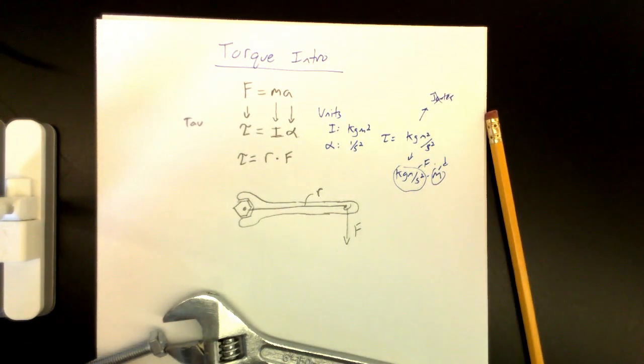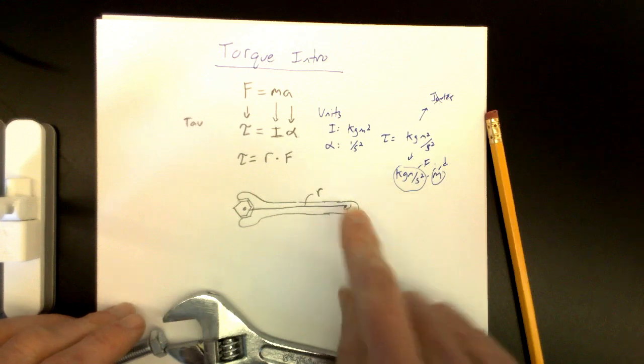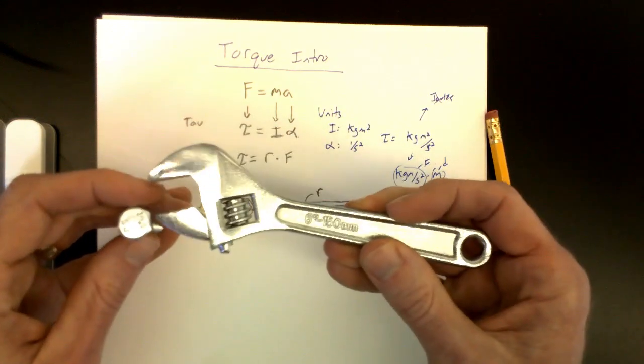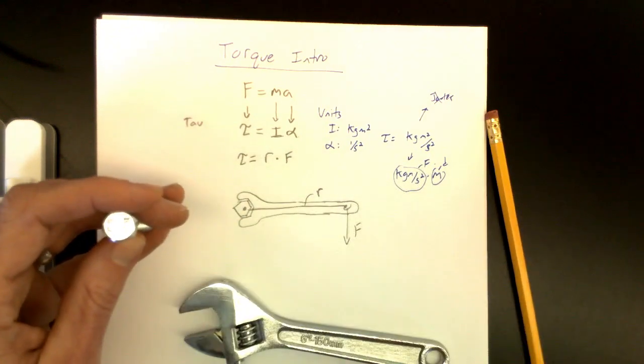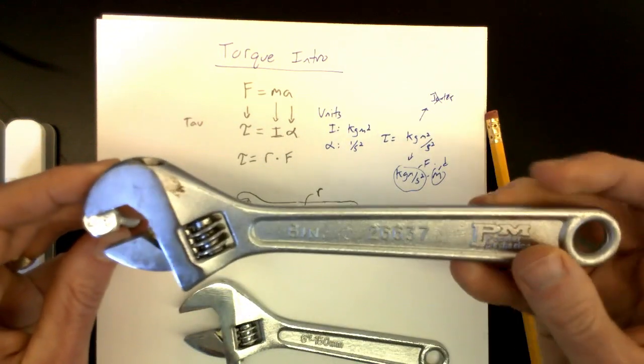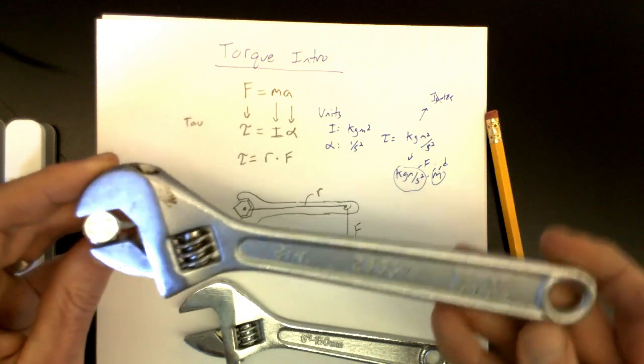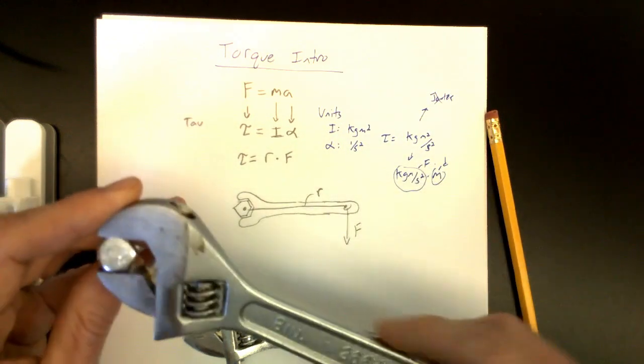And what this is showing us is that the bigger the radius is, the more torque that it is. So if you have a smaller wrench like this, you won't be able to get as much torque because I don't have as big of a radius as this bigger wrench over here, where I'll be able to get more torque because I can get my radius a little bit further away like that.